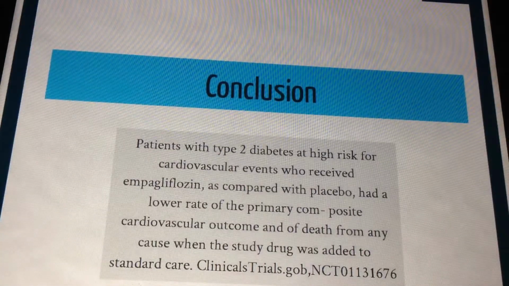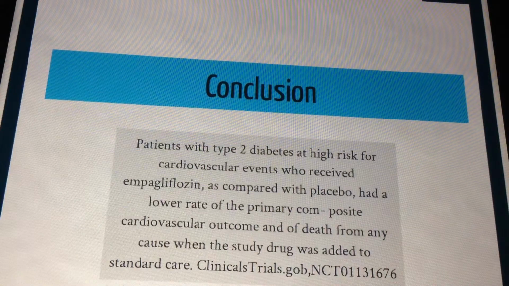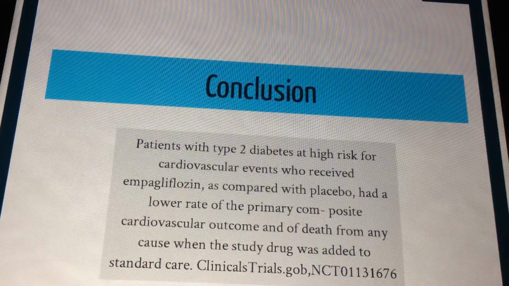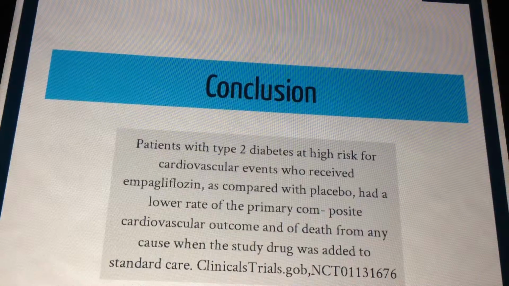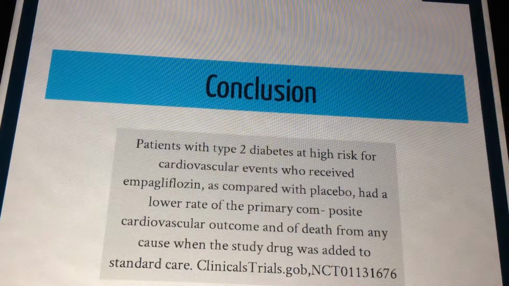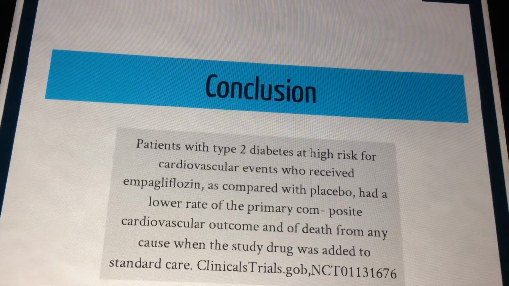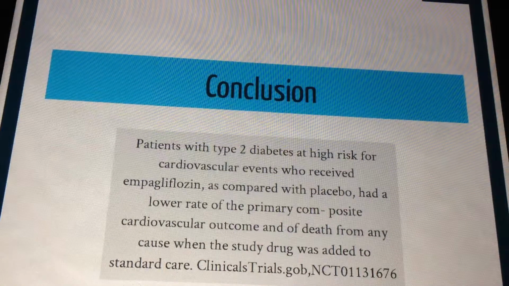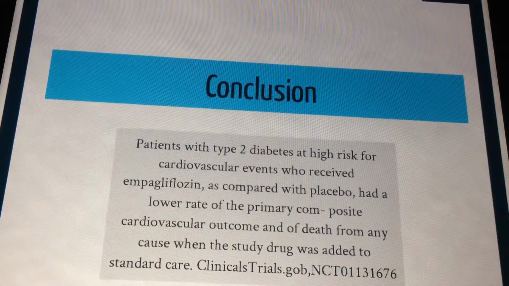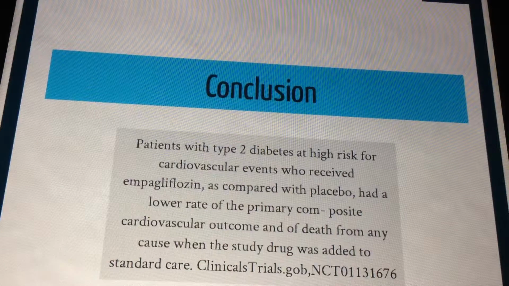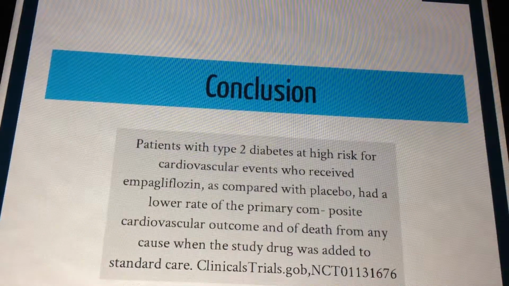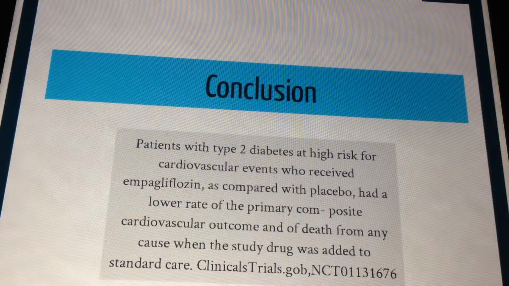In conclusion, patients with type 2 diabetes and high risk of cardiovascular events who receive empagliflozin, as compared with placebo, have a lower rate of the primary composite cardiovascular outcome and of death from any cause when the study drug was added to standard care. Thank you.